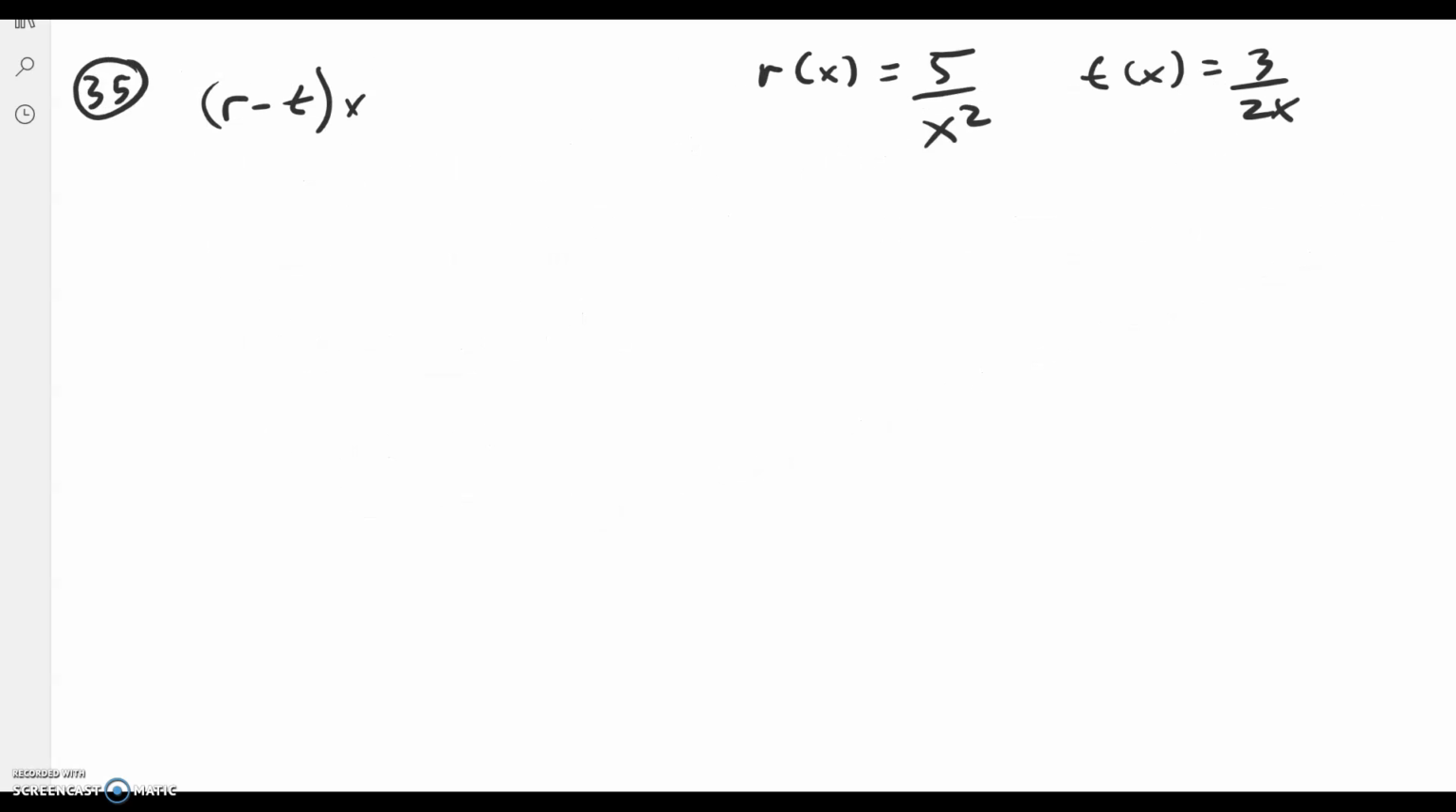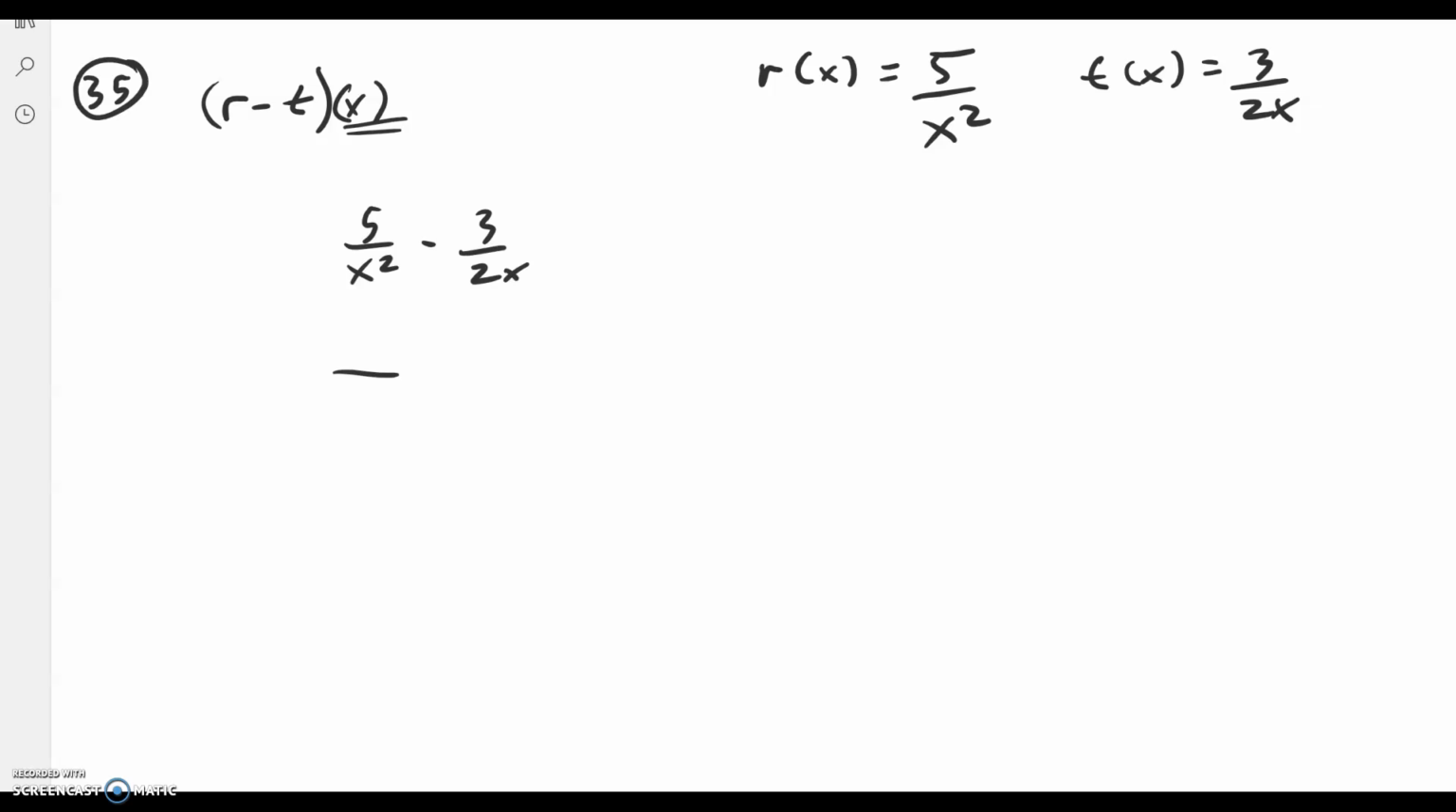This problem wants us to first of all subtract the functions r minus t and then make sure that our input letter is x. There's no shortcut to this. We've got to do r minus t first, and so let's do it. And when we're done with that, we'll automatically have x's involved, and so here we go. R of x is this, minus t of x is this.